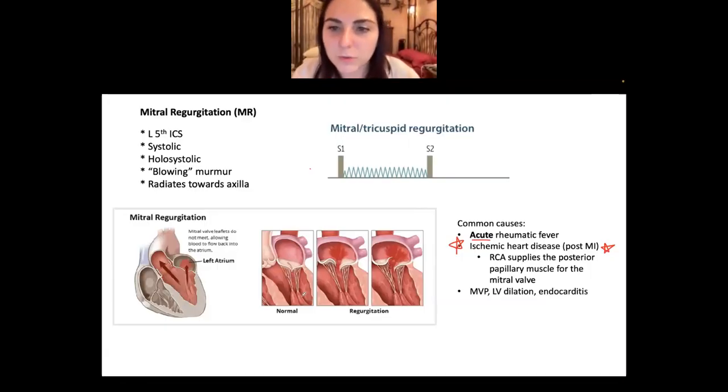So we have two papillary muscles for the mitral valve, and the posterior one, which is right here, is supplied by the RCA. Just a really interesting thing. A lot of the times, I actually think I brought in a question to show you how they would word something like that. But they'll say the patient has ischemic heart disease following an MI, and you should be automatically thinking, oh, this is mitral regurg.